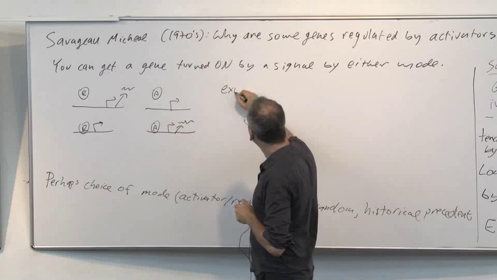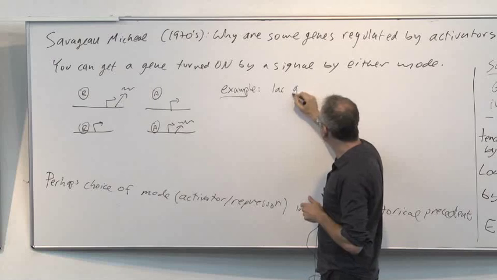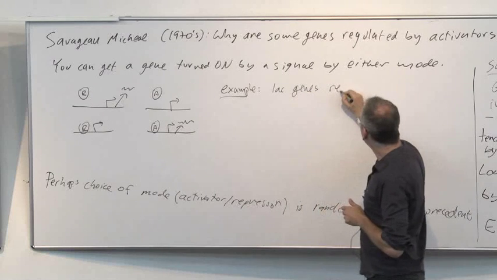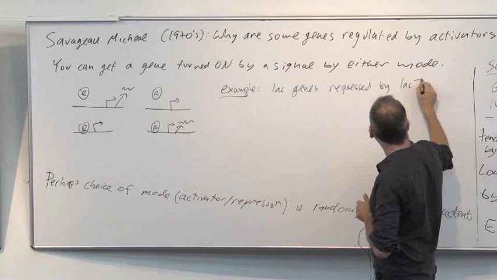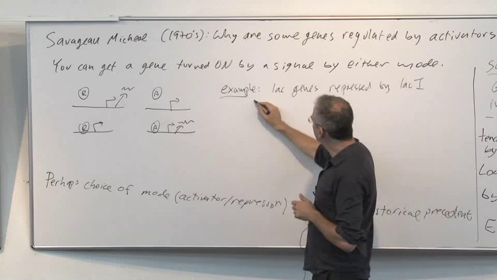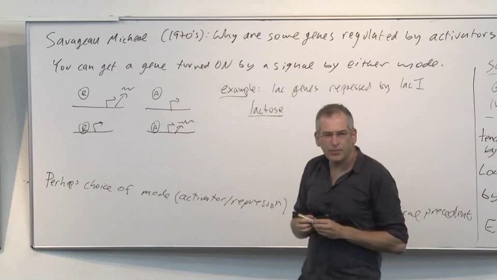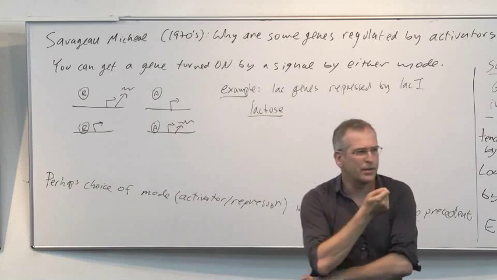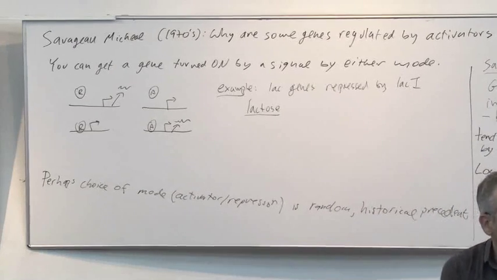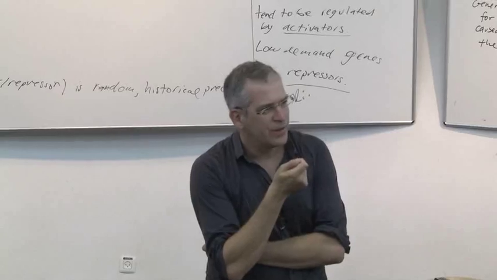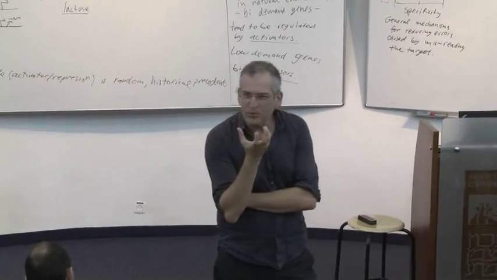An example for the demand rules: the lac genes that we're familiar with are repressed by the repressor LacI. The signal is lactose. Now, in order to understand demand, it's actually quite difficult, because what you need to do is look in the natural environment of E. coli, where it lives, and understand what's rare and what's not rare.